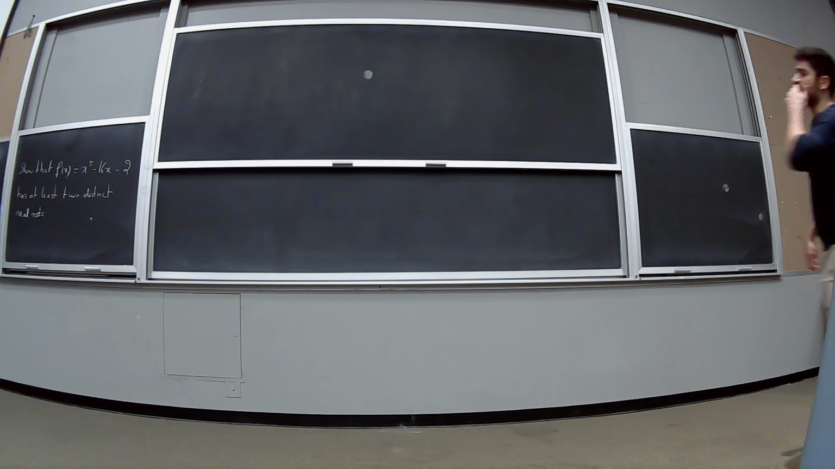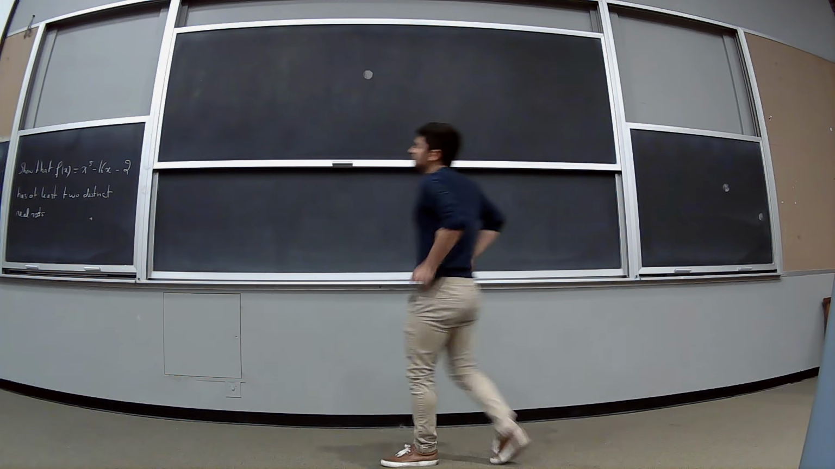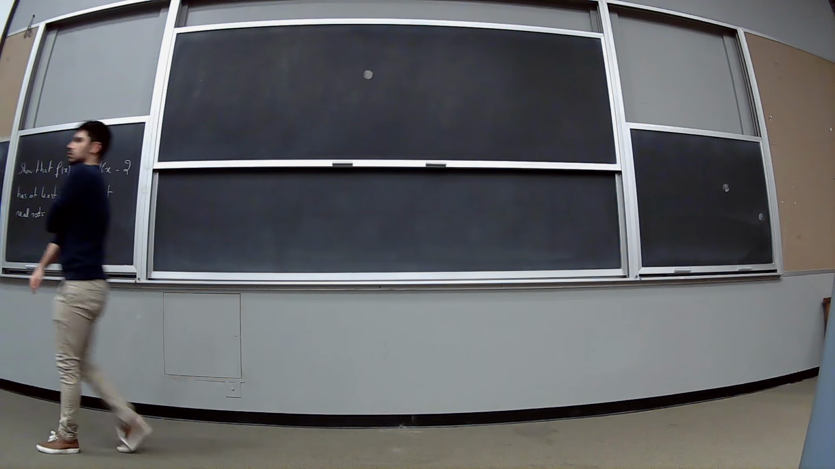So what is the root of a function? It's a solution to f of x equal to 0. Now, here I have a polynomial, and I need to show that this has at least 2 distinct real roots. What's the theorem that comes to mind? The intermediate value theorem. Very good. So what's the strategy here?